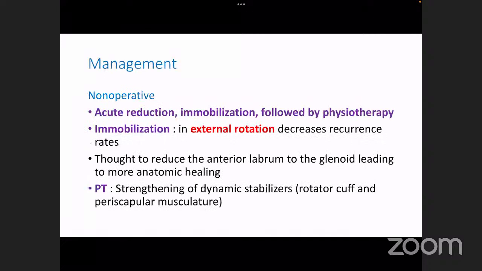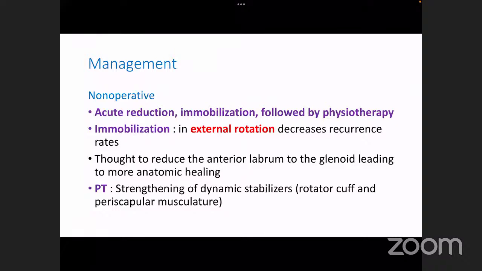Regarding the management, you can go for either non-operative or operative management. Regarding shoulder instability and the shoulder in specific, we always go for rehab. So acute reduction, mobilization followed by physiotherapy. The physiotherapy in the shoulder should be limited passive range of motion exercise, at least for the first 2 weeks. Immobilization in external rotation may decrease the recurrence rate. Why? Because it reduces the anterior labrum from lying over the glenoid rim, leading to a more anatomical healing. This is a theory and there are few studies that recommend it, but it's better to maintain external rotation during the immobilization following an episode of shoulder dislocation.